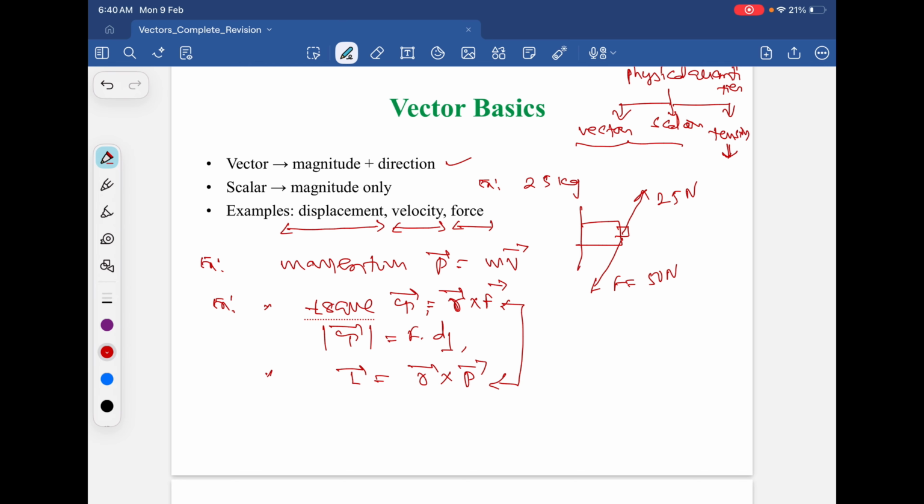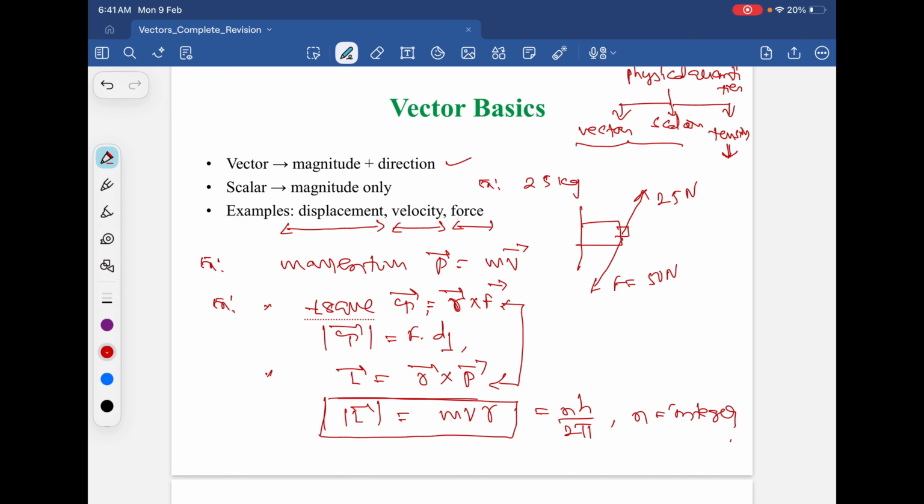Now L bar is equal to r bar cross p bar. So its magnitude is given by, students, m into v into r. In chemistry we'll understand in Bohr's postulation the angular momentum of the revolving electron is given by mvr is equal to nh by 2 pi, where n is an integer which is called the Bohr quantum number. Okay, that we will study there.